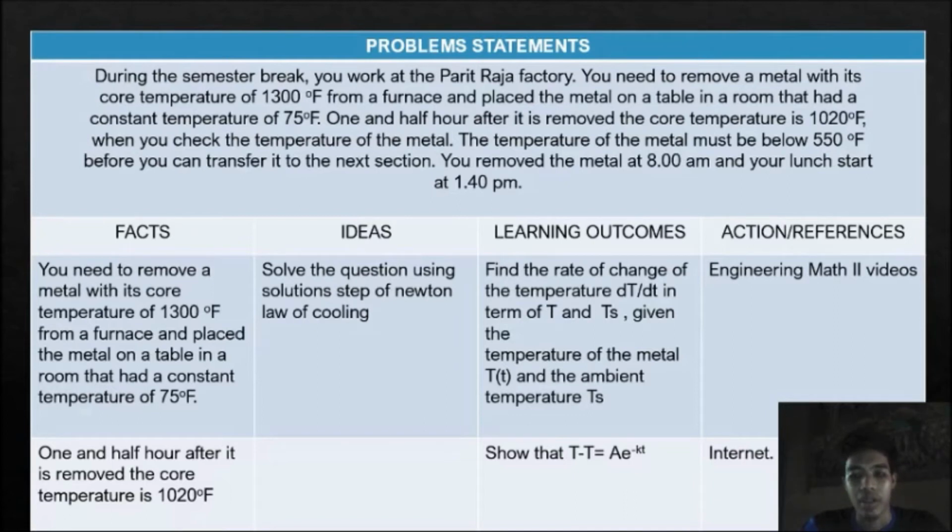The learning outcome from this problem, the first one is to find the rate of change of the temperature dT over dt in terms of T and Ts, given the temperature of the metal T(t) and the ambient temperature Ts. The second one is to show that T minus Ts equals A e to the power of negative kt.